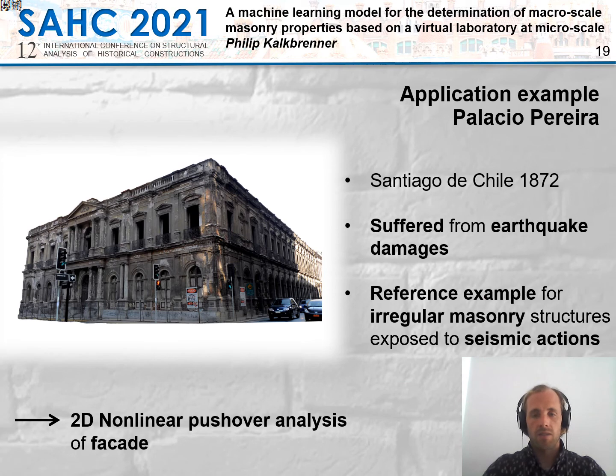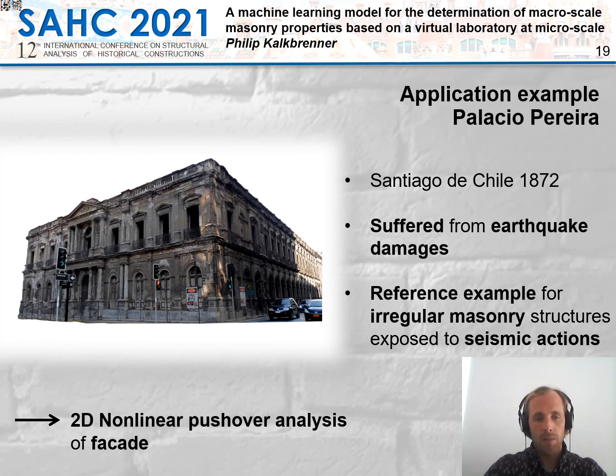Then I would like to step over to another application example, which is a large-scale masonry structure. It is called the Palacio Pereira. It was built in 1872 in Santiago de Chile, and it suffered from several earthquakes in its history. It's a reference example for irregular masonry structures exposed to seismic action, so it makes it really interesting for this type of analysis.